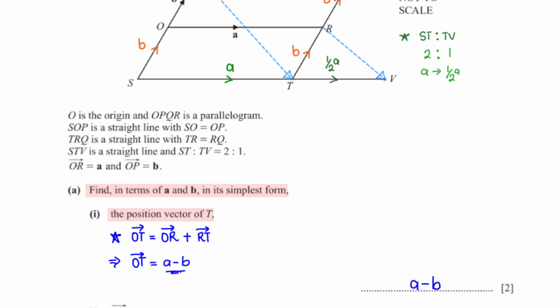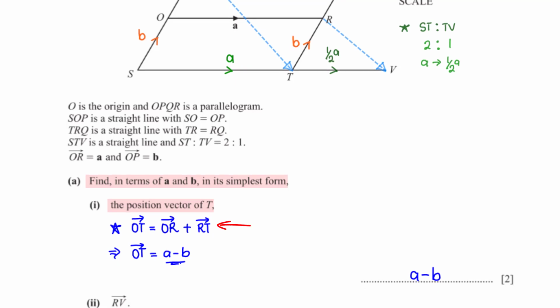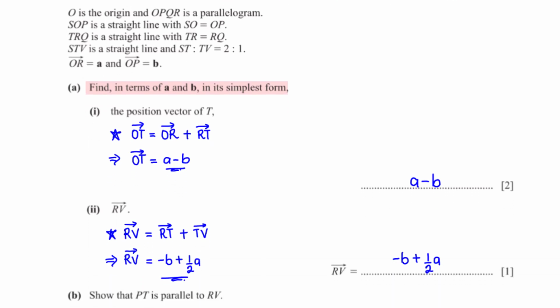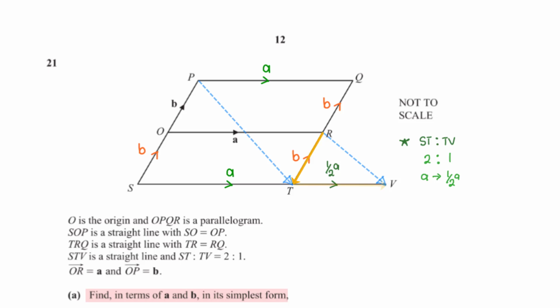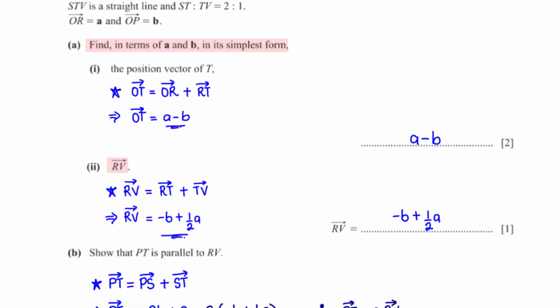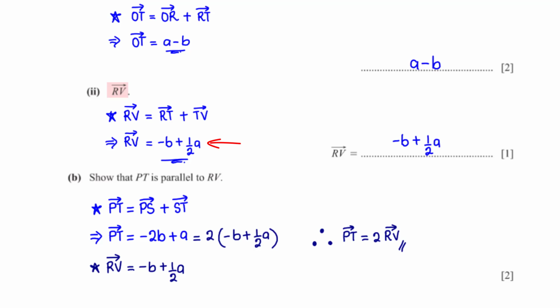The position vector of T is the same as vector OT. OT is equal to OR plus RT. OR is A and RT is minus B. And so our final answer is A minus B. Find RV. RV is equal to RT plus TV. RT is negative B, TV is half A, and so our final answer is minus B plus half A.